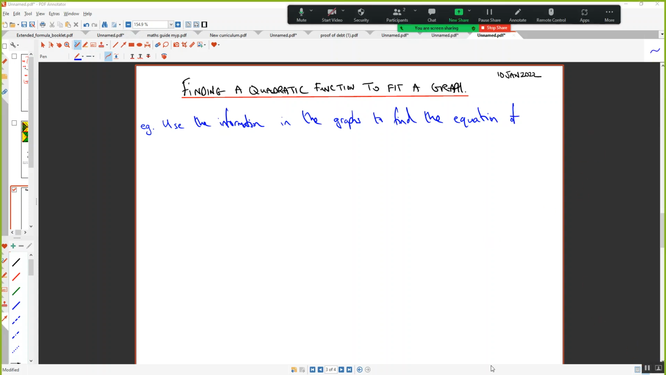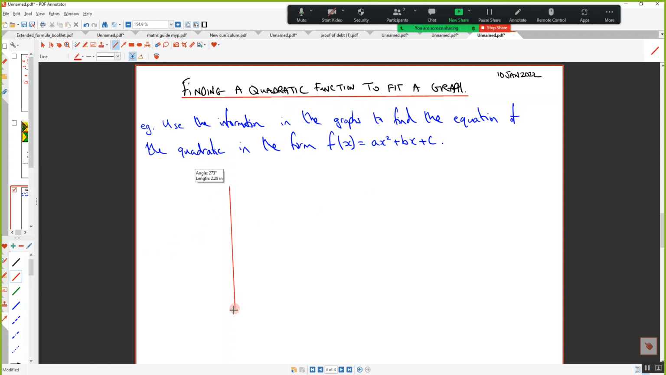So use the information in the graphs to find the equation of the quadratic in the form f of x equals ax squared plus bx plus c. So we could be given something like this. Let's see if I can draw this so it doesn't look like a mess.